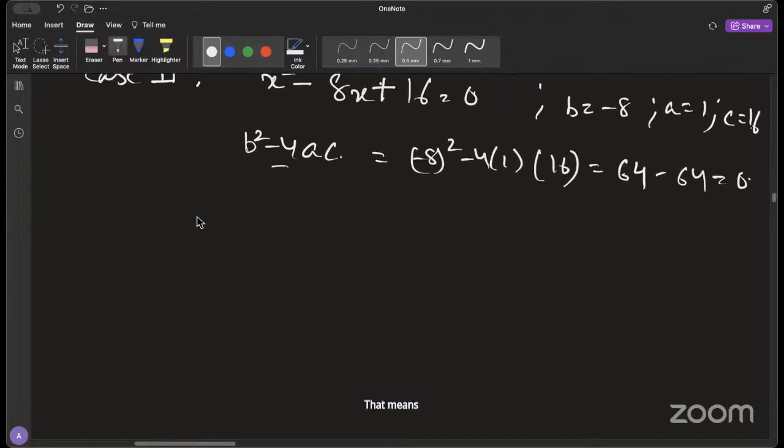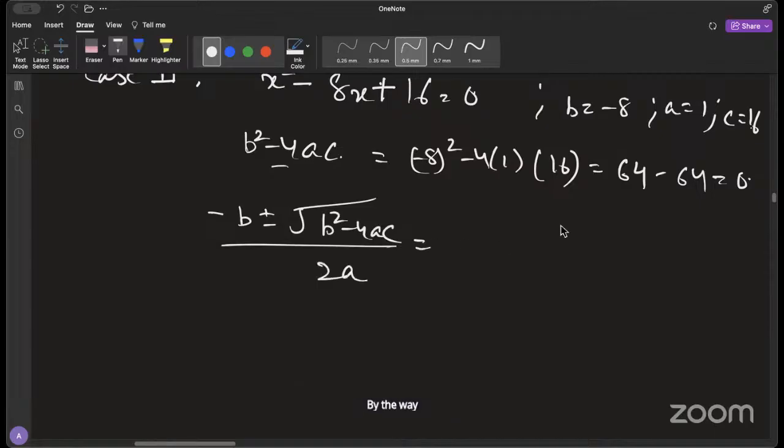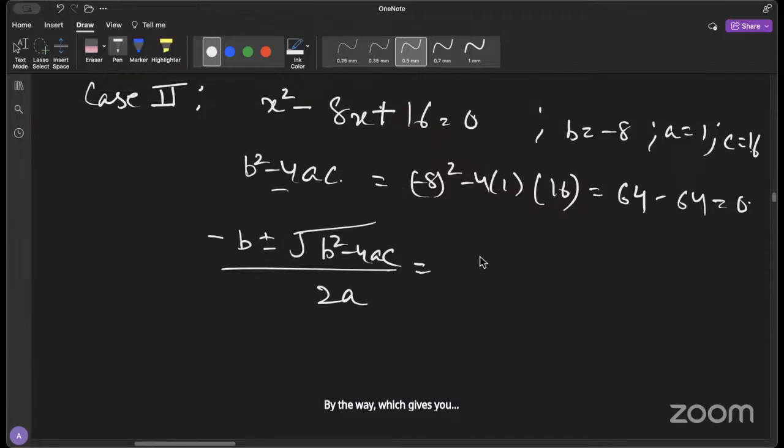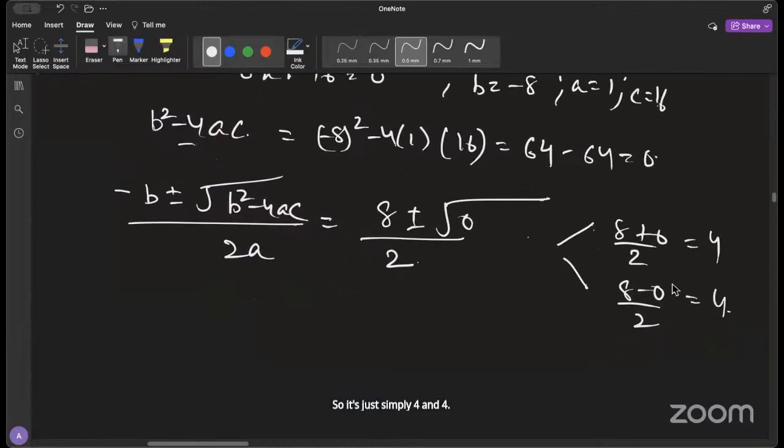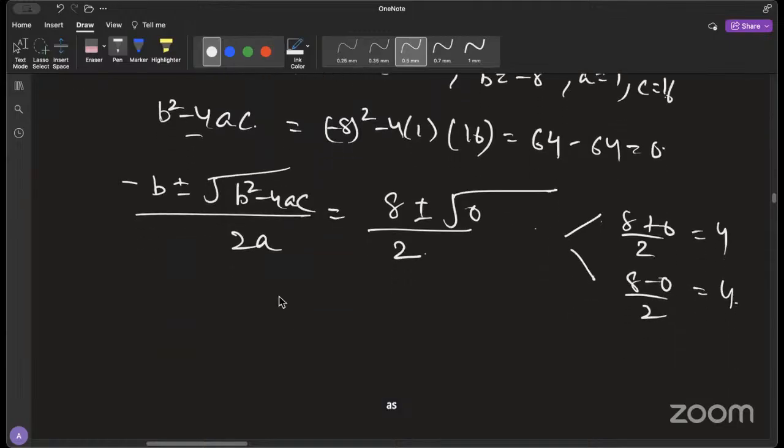That means now if you apply the formula, it's minus b plus minus square root of b square minus 4ac by 2a, which gives you 8 plus minus square root of 0, because b square minus 4ac is 0, by 2. So this gives you 4. There will be two roots from here: 8 plus 0 by 2 and 8 minus 0 by 2. So it's just simply 4 and 4. Both roots are real in this case, as expected.